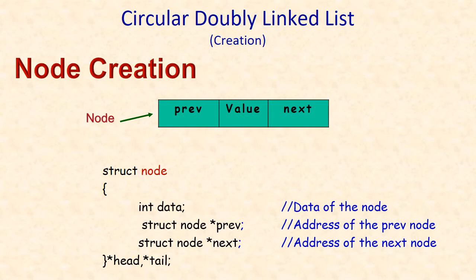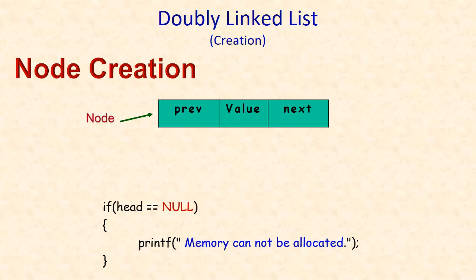Here I took two pointers, head and tail. Head will be used to point to the head node, that is the first node, and tail will be used to point to the last node. Now let us go with the further details.